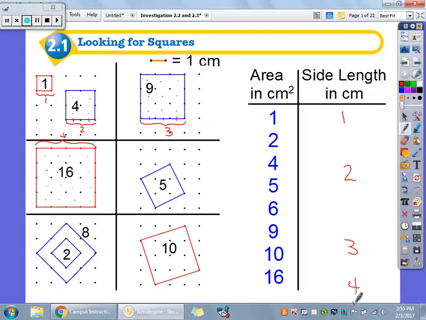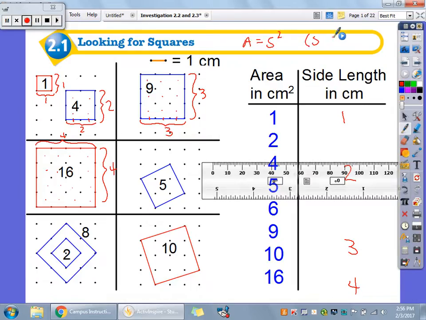All right, so if you look at the side length, we know that the side length over here is also 3. The side length here is also 4. The side length here is also 2, and the side length here is also 1. And so finding the area of a square is just taking side squared, which just means side times side.